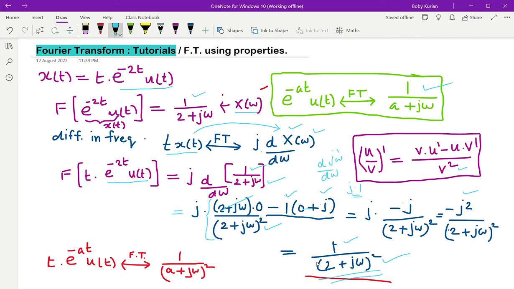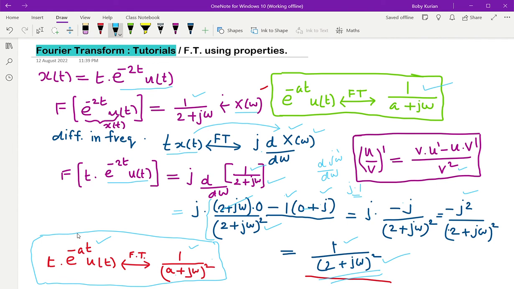So from this result we can find a general equation. That means if the function is of the form t into e power minus at u of t, then its Fourier transform will be 1 by a plus j omega whole square. Here we can see 1 by 2 plus j omega whole square. Okay, so in the same way it will be 1 by a plus j omega whole square, that is for t into e power minus at u of t.